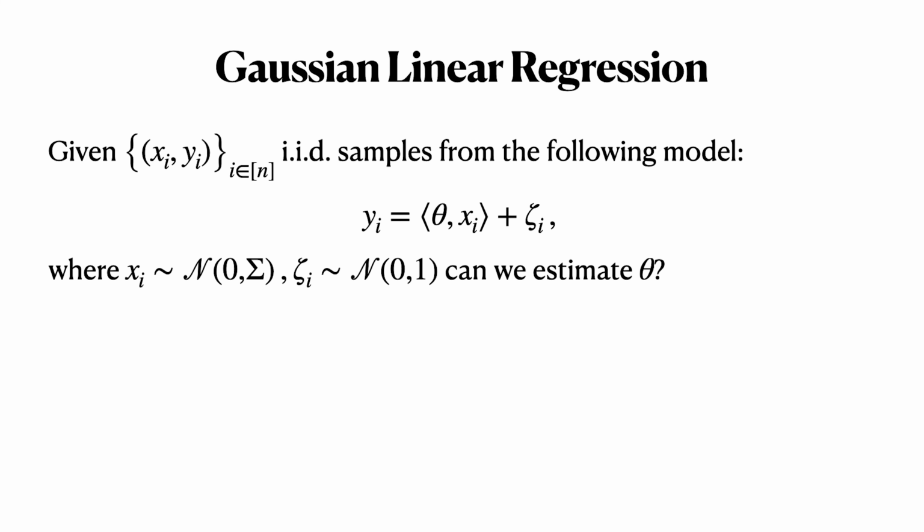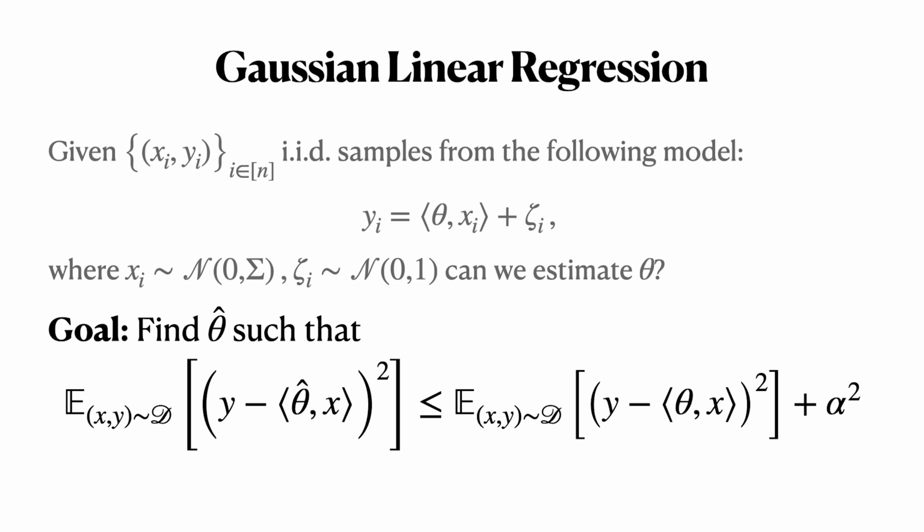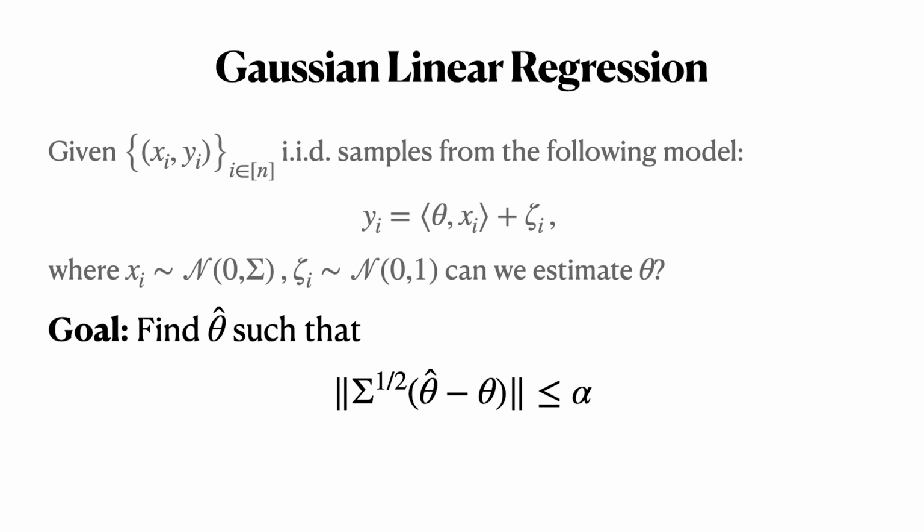Specifically, low generalization error means that if I'm given a new sample x from the model and I try to predict y, I don't do too much worse than what I would have done if I had known the true parameter vector theta. This turns out to be equivalent to parameter recovery in the following sigma 1 half norm. So for the rest of this talk, I'll just focus on getting parameter recovery in the following norm.